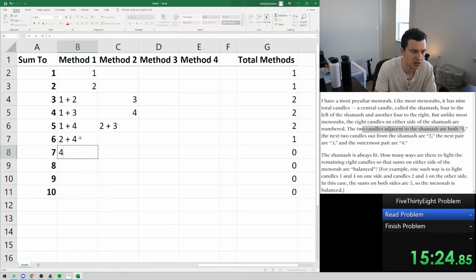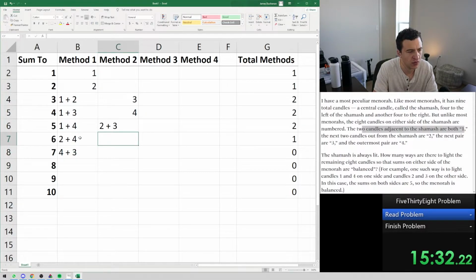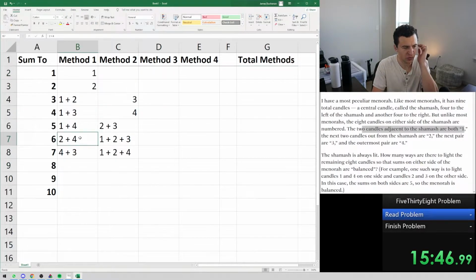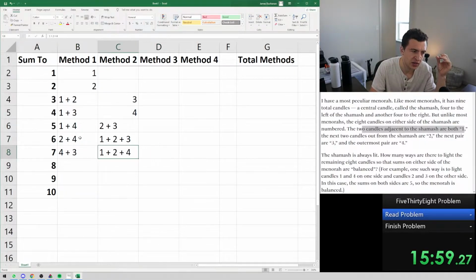For 7, is it just 4 plus 3? I can't think of any other ways. Oh my god, okay, I'm being silly. You could do 1 plus 2 plus 3. And for 7, you could also do 1 plus 2 plus 4. Cool. So I'm going to erase this column, and we'll fill this in later. Right now, we're just coming up with all the methods. Are there other ways to get to 6? No, there aren't. For 7, you need the 4, and these are the other 2 ways to make 3.